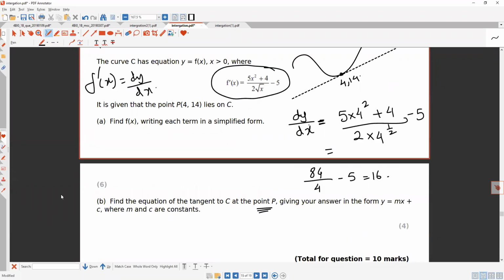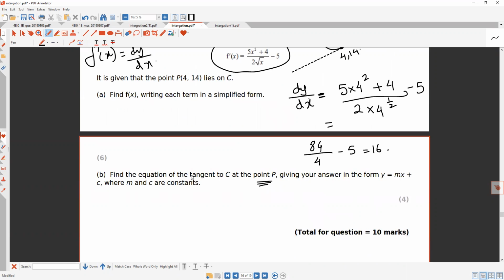Okay. Once you got the gradient, everything is easy because they want the tangent. Remember, curve gradient and tangent gradient same. So y minus y1 is equal to m(x minus x1). So y minus y1. What is y1? y1 is 14. M, what is M? M is 16. x minus x1.